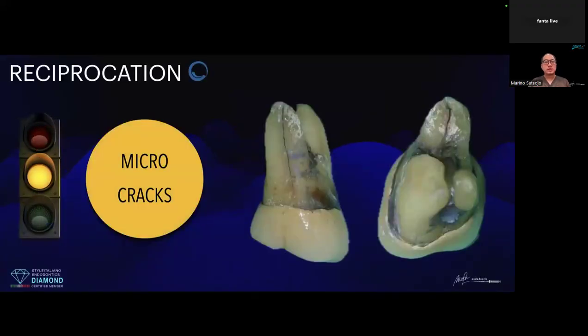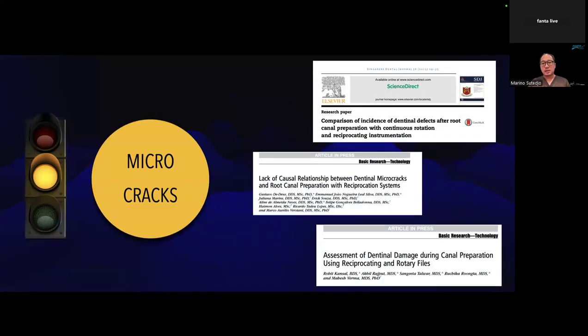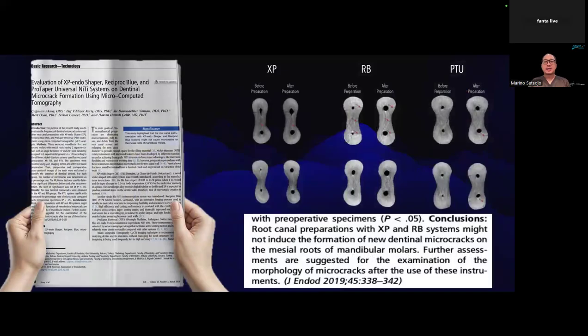There is also another issue we should be doubtful about: the creation of microcracks. Some studies talk about the incidence of apical microcracks in the root if you use reciprocating motions. So let's see what the studies say. In the Journal of Endodontics in 2019, a root canal preparation study compared XP-endo Shaper and Reciproc Blue as reciprocating, and ProTaper Universal as rotation. All instruments can create microcracks with the same incidence.